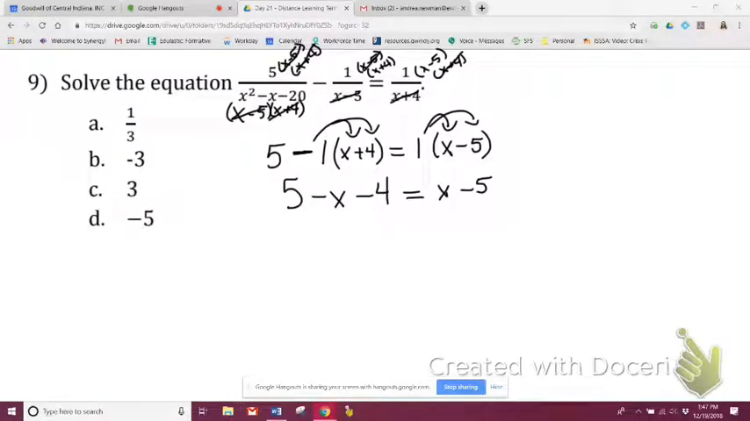So now we just want to get x by itself. Could go a few different ways to do this. What do you want to do? Move the 5. Move the 5. Which one?